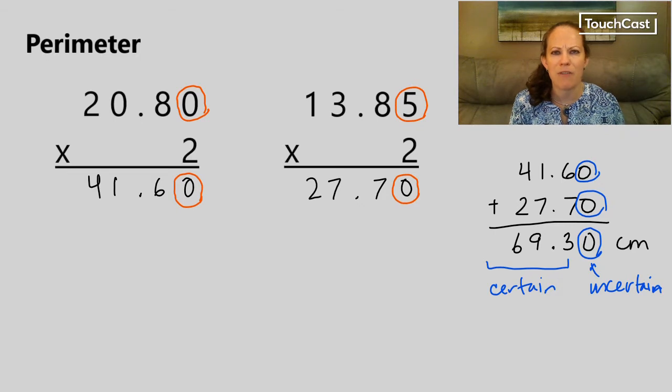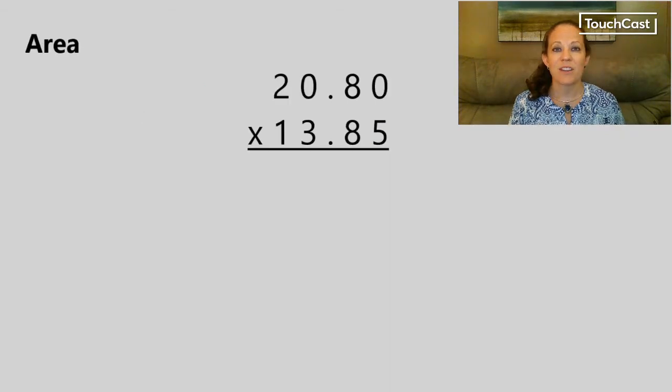Sorry, my end didn't turn out very well there. So let's demonstrate one more calculation. This time let's do area so that we can show a different way when uncertain values end up being combined. So I'll start by circling my 2 uncertain digits over here on the right side, the 0 and the 5.